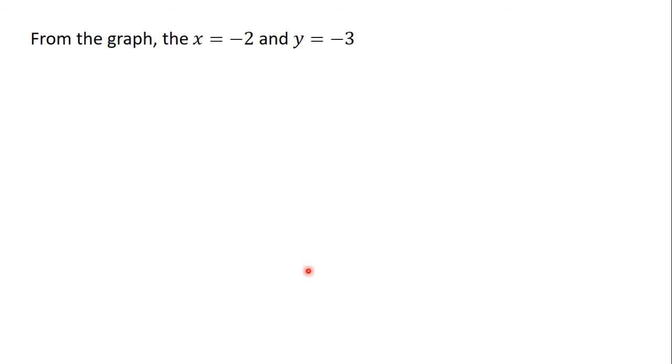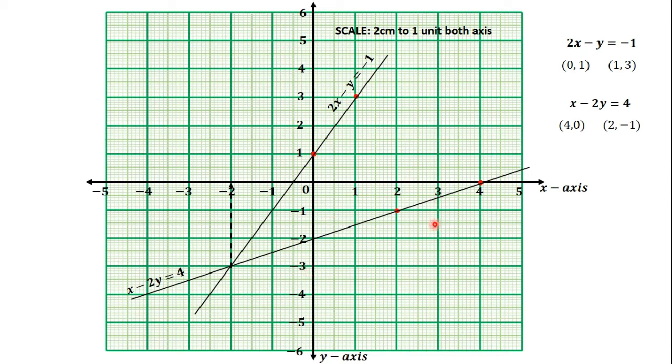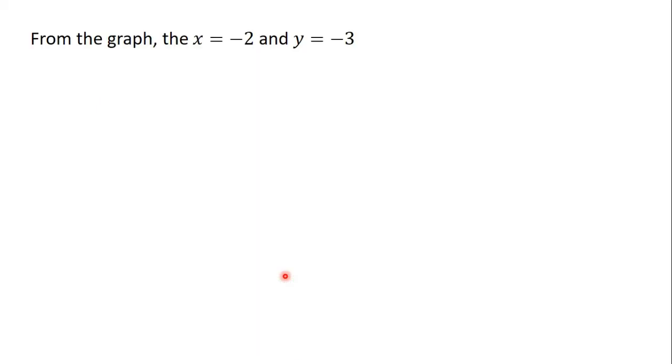So you can see from here that we have been able to use our graph, or the graphical method, to find the solution to these equations, which are 2x minus y is equal to -1 and x minus 2y is equal to 4. All you need to do is to assume some points, find them on the equation and plot them on a graph. You do that for both equations. They are going to meet at a certain point, or they are going to intersect at a certain point. The x coordinate there is the x value, the y coordinate there is the y value. So from the graph, we can say that x is equal to -2 and y is equal to -3.